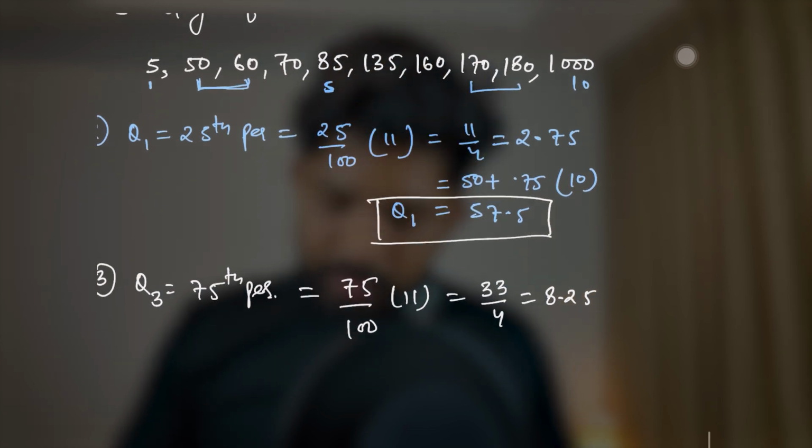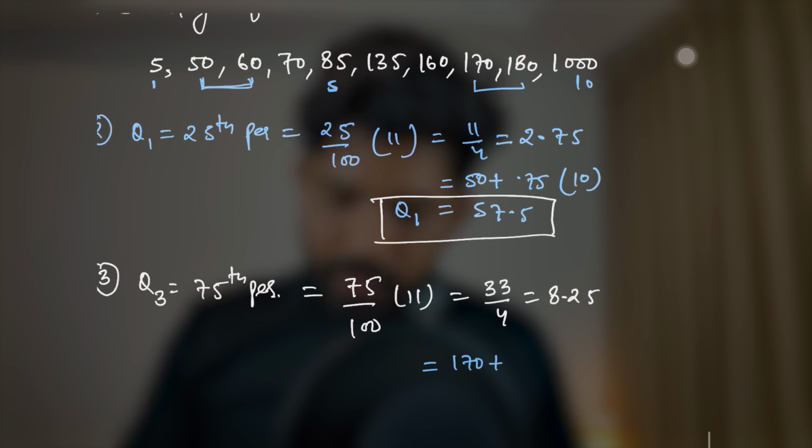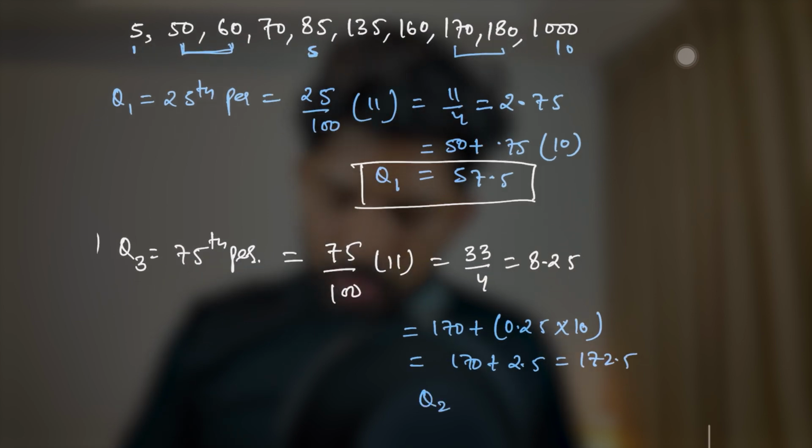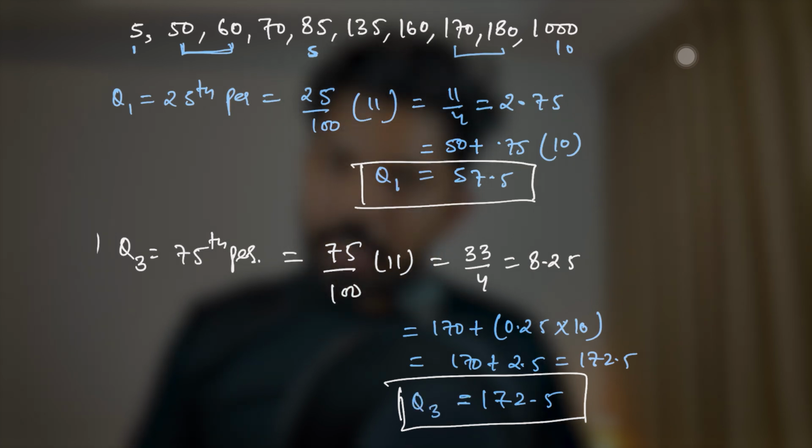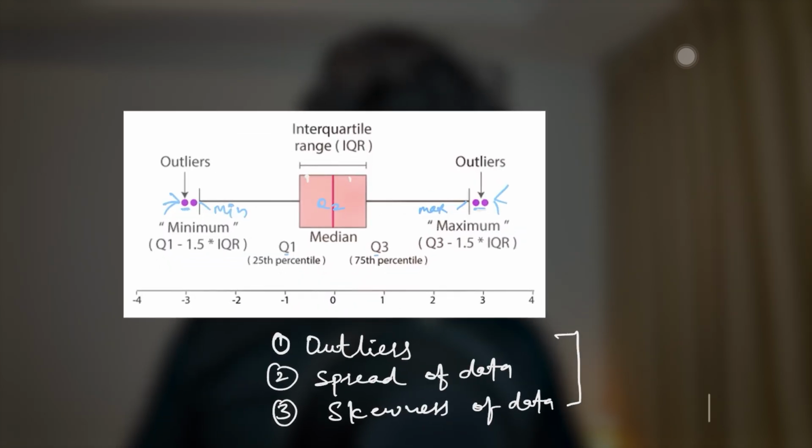So I can write here 170 plus 0.25 multiplied by 10, which is 170 plus 2.5, which is 172.5, and I can write Q3 is equal to 172.5. Let me remove this and let me write Q3. Correct? So out of this box plot, we have Q1, we have Q3.